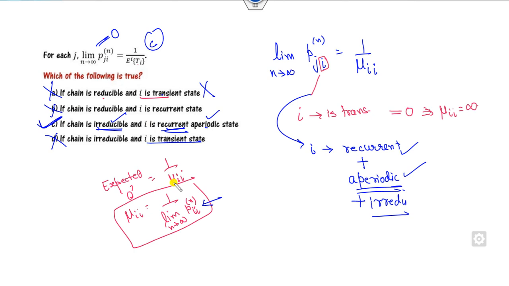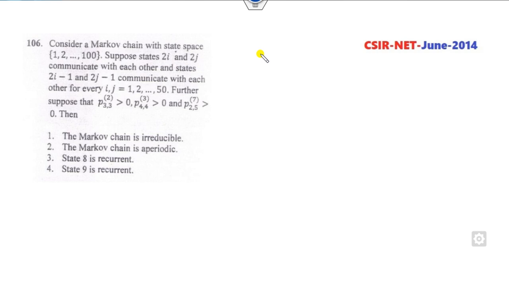Okay, look at this. A Markov chain is given to you with states from 1 to 100. 2i and 2j communicate with each other, and 2i minus 1 and 2j minus 1 communicate with each other. What is the meaning of that? These are my even classes, these are my odd classes. Firstly, we can draw it here.